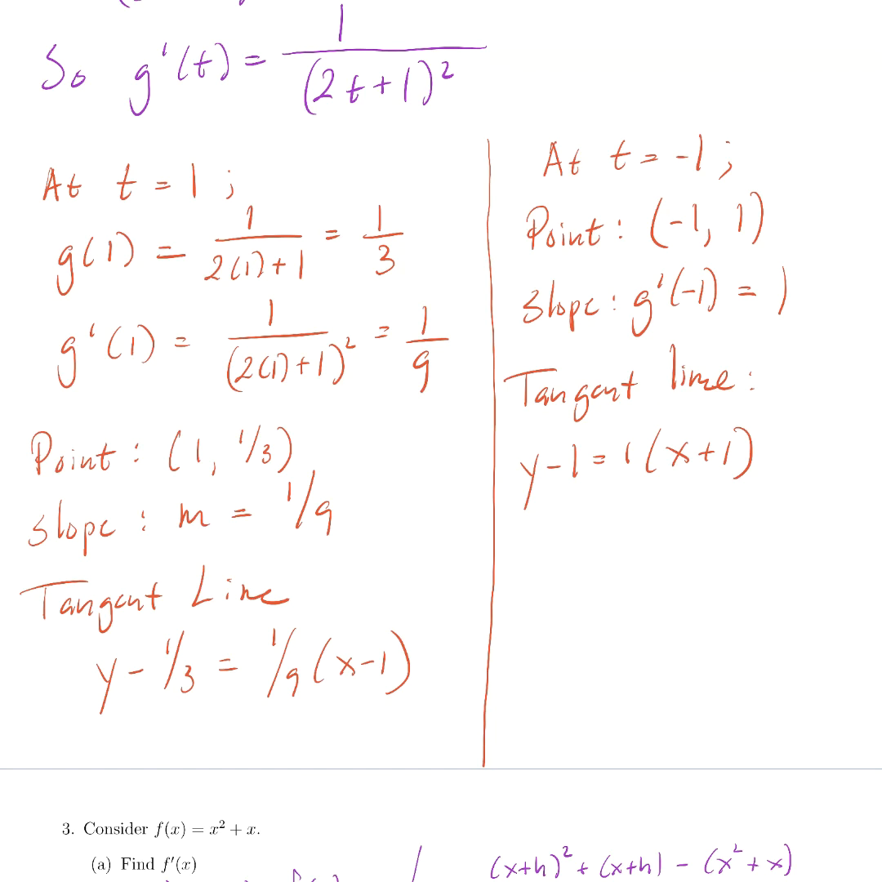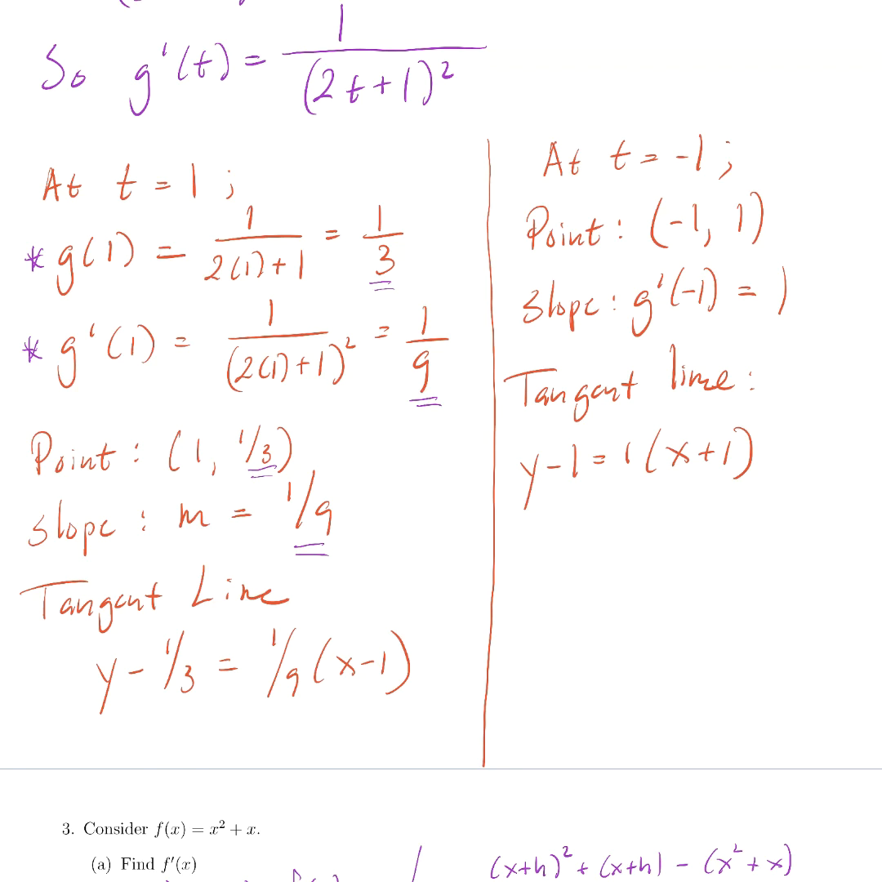At t equals 1, we need 2 pieces of information. The first piece of information we need is the output of the function at 1. Here it is. The second piece of information we need is the output of the derivative at 1. The point that our tangent line goes through is 1, comma, the output of the function at 1. And the slope of our tangent line is the output of the derivative at 1. And we can go ahead and write this tangent line in point slope form. y minus 1/3 is equal to 1/9 times x minus 1.